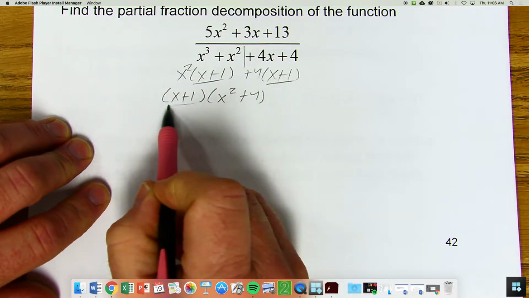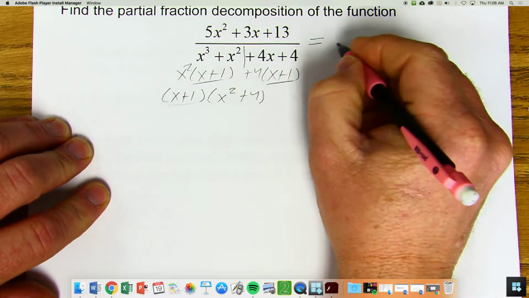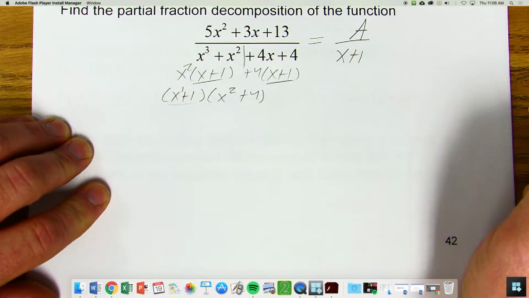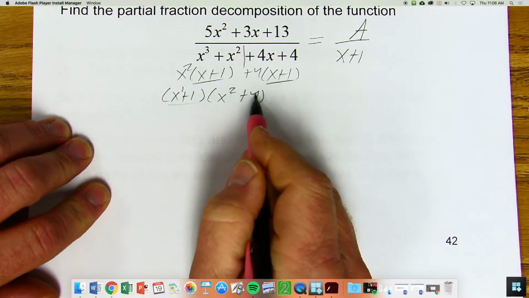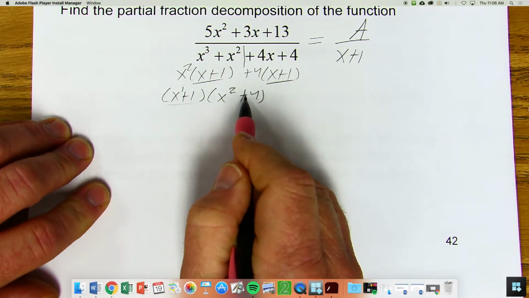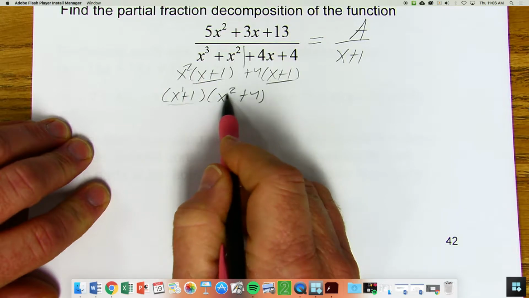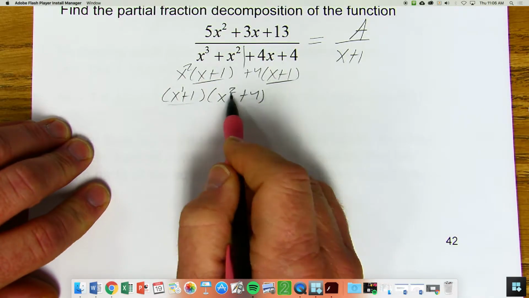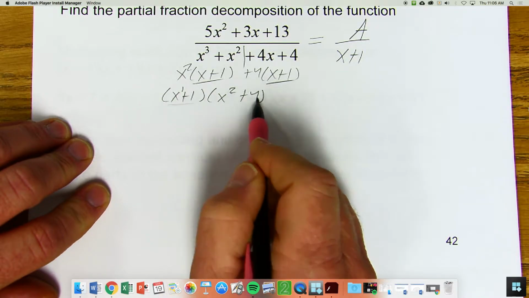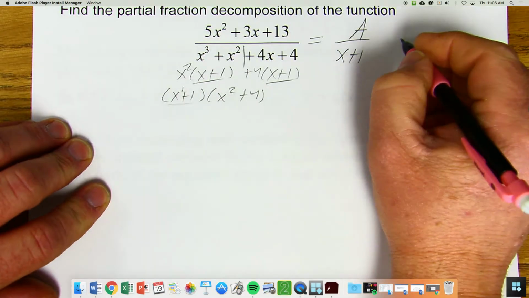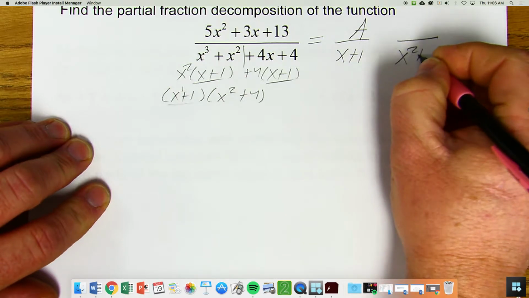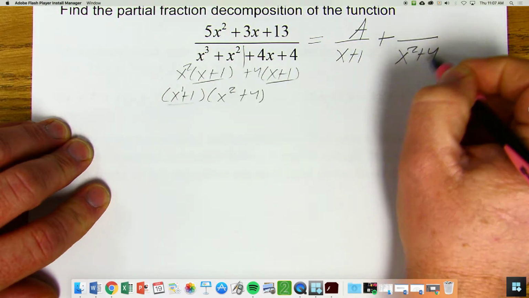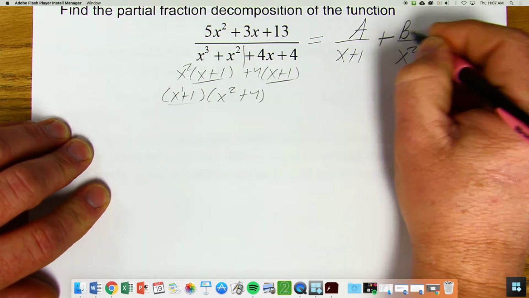X plus 1 is a linear factor, so my partial fractions is going to have an x plus 1 there. And that's an a because it is linear, because it's a 1 right there. X squared plus 4, this is quadratic. And this is not x plus 4 squared, which would be a linear squared or repeated linear. This is quadratic because it's x squared plus 4. So that means I'm going to have another one here that's x squared plus 4, which if you remember correctly, since it is quadratic here, we have to have bx plus c.